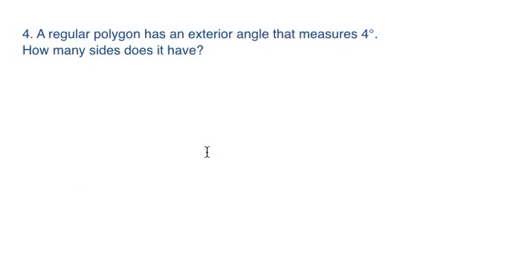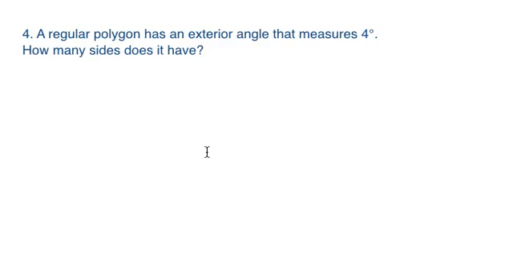A regular polygon has an exterior angle that measures 4 degrees. How many sides does it have? All the other questions we've been doing so far, we've been figuring out what n is, then plugging it into the formula. But here we don't know what n is, right? It doesn't say, like that other example, decagon or dodecagon or octagon. It's asking me how many sides it has, and I don't know yet.